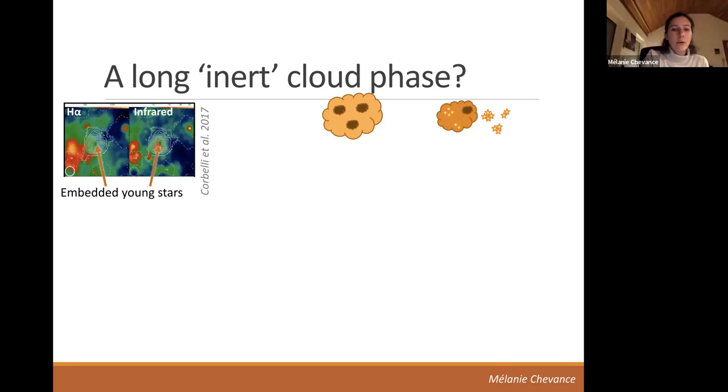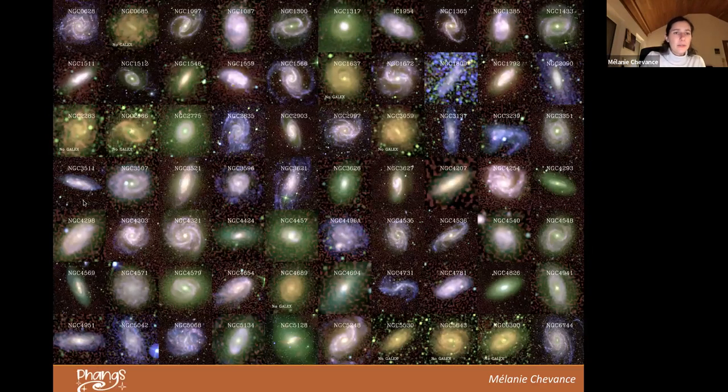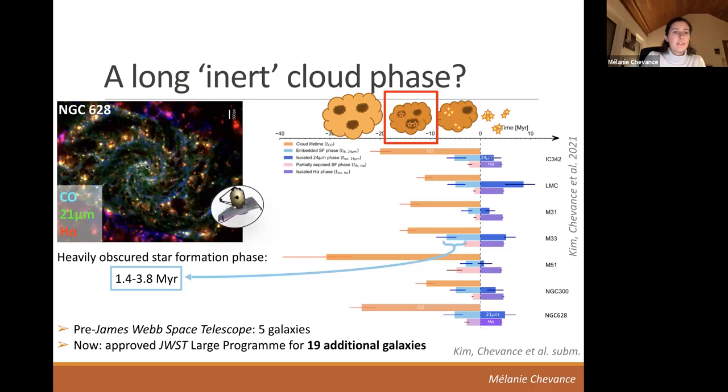So, if you look at a galaxy like this one here, CO is in blue, and you see that there is actually much more. This is mixed with other wavelengths here, but you see CO not just along the spiral arms, but pretty much everywhere in the galaxy. But as you go to lower metallicity, it's very difficult to see molecular gas.